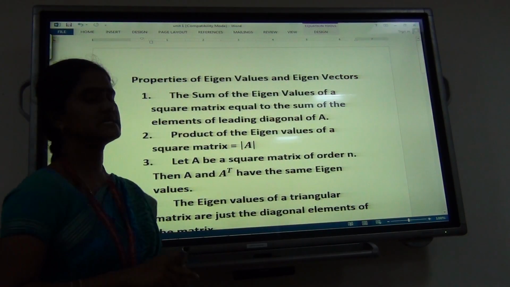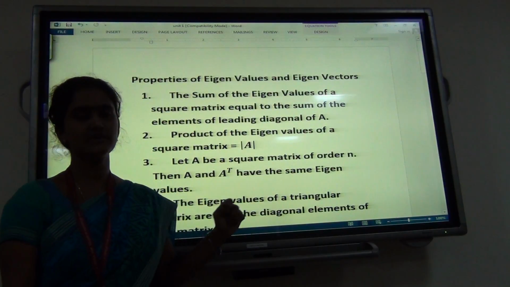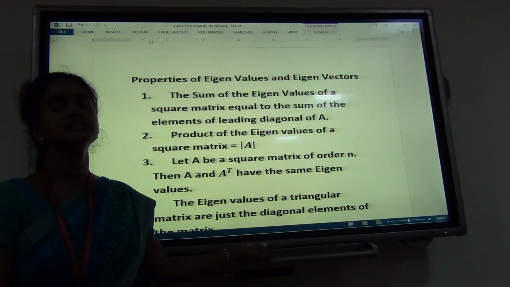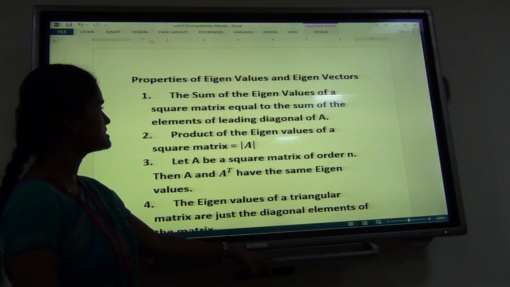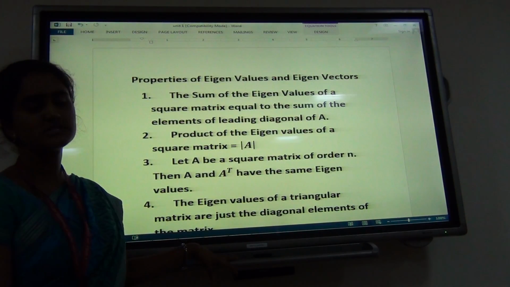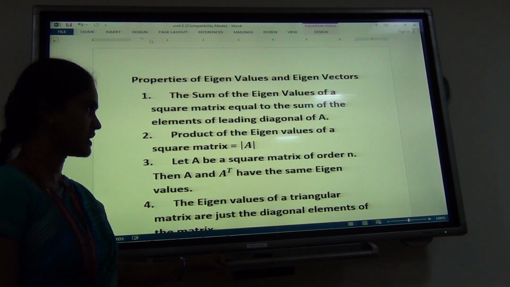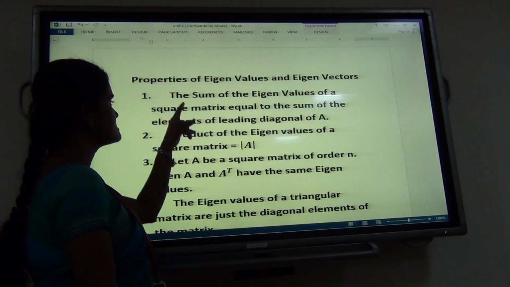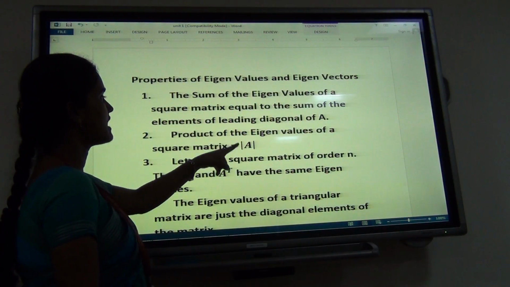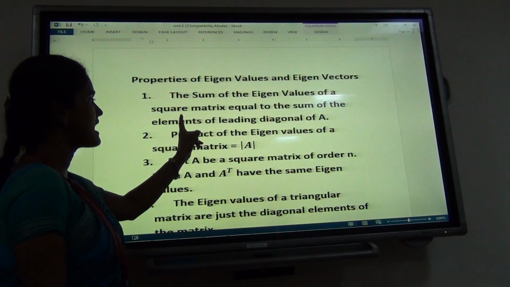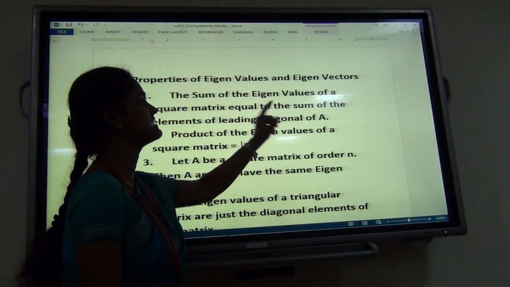Here in this worksheet, I have typed all the properties of eigenvalue and eigenvector, so it will be easy for us to recall and discuss about it. What is the first property? There are some 10 to 12 properties. As we list out, it comes around to number 12. What is the first property? The sum of the eigenvalues of a square matrix equals the sum of the leading diagonal elements.